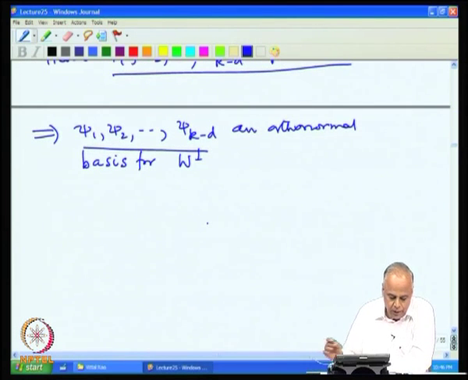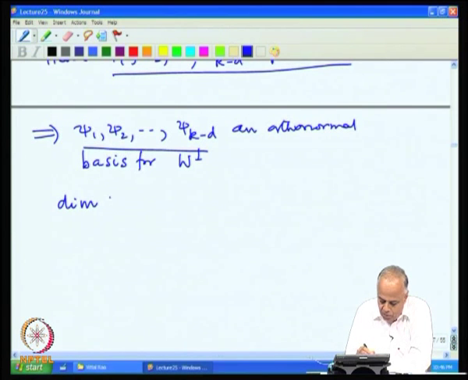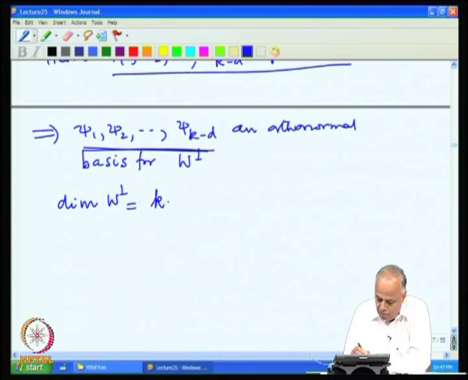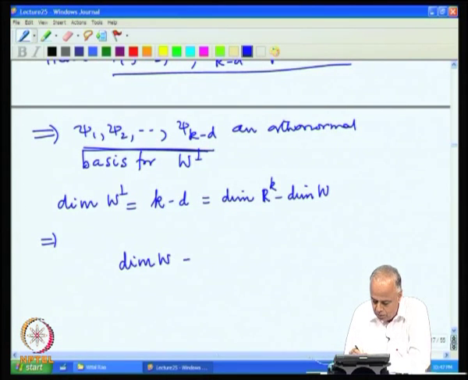Okay. Now, you get some simple facts from this. What do you get as the dimension of W perp? This is a basis for W perp. It has k minus d vectors. The dimension is precisely the number of vectors in a basis. So, the dimension of W perp is k minus d, which is the dimension of Rk minus d, where d was the dimension of W, which implies the dimension of W plus the dimension of W perp is equal to the dimension of Rk.